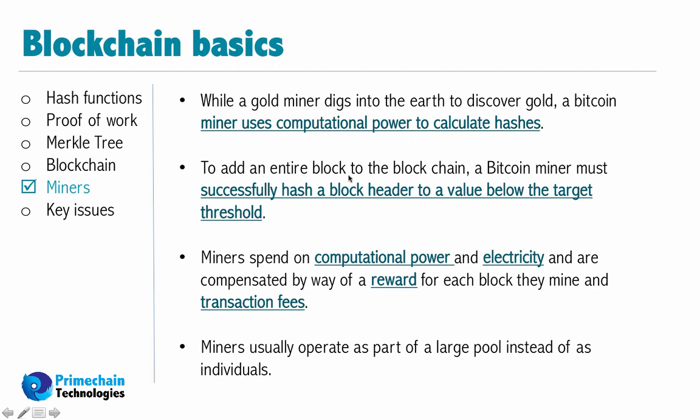To add an entire block to the blockchain, a Bitcoin miner must successfully hash a block header to a value below the target threshold. Let's try to understand what we mean by this. Suppose we've decided that in our blockchain, a new block should be mined every 10 minutes. Now we know that we can't really predict what the nonce is going to be, so it's not necessary that every block is actually going to take 10 minutes. It may take more or less time.